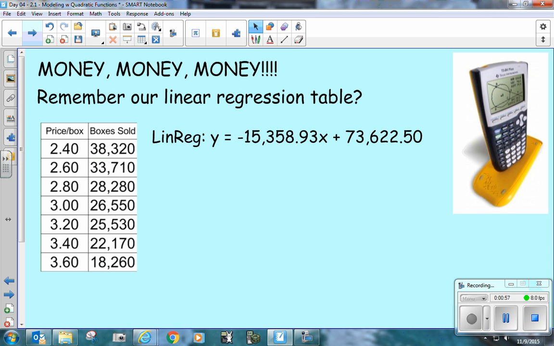We should have y equals negative 15,358.93x plus 73,622.50. This is a linear regression that we came up with. But now we're doing quadratic regressions. So how do these tie in?